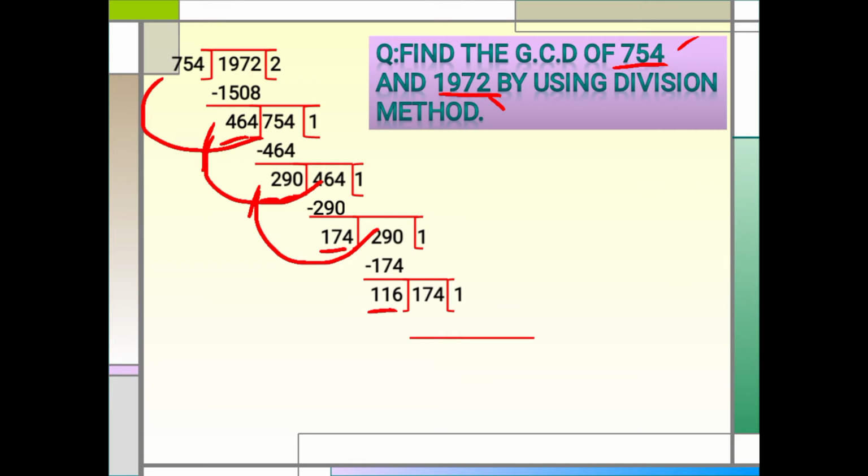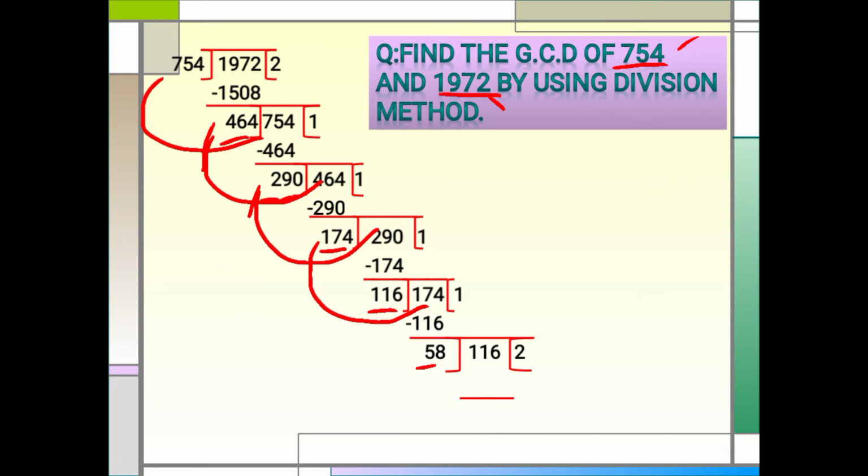Now 116 means you are getting another remainder here. So obviously you will solve it until you get your remainder 0. When you get remainder 0, then you will stop, otherwise you won't stop. So again repeat the previous step by taking 174 as your new dividend and 116 as a divisor. 116 multiplied by 1 is 116, and after subtracting you will get 58.